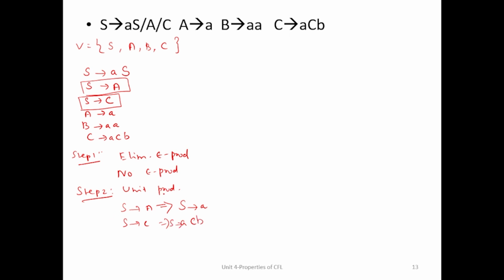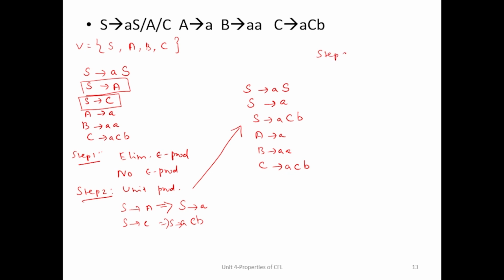So after removal of unit productions, the set of productions are S implies small a, capital S; S implies small a; S implies ACB; and the other three are the same. So this set of productions will be obtained after eliminating unit productions.